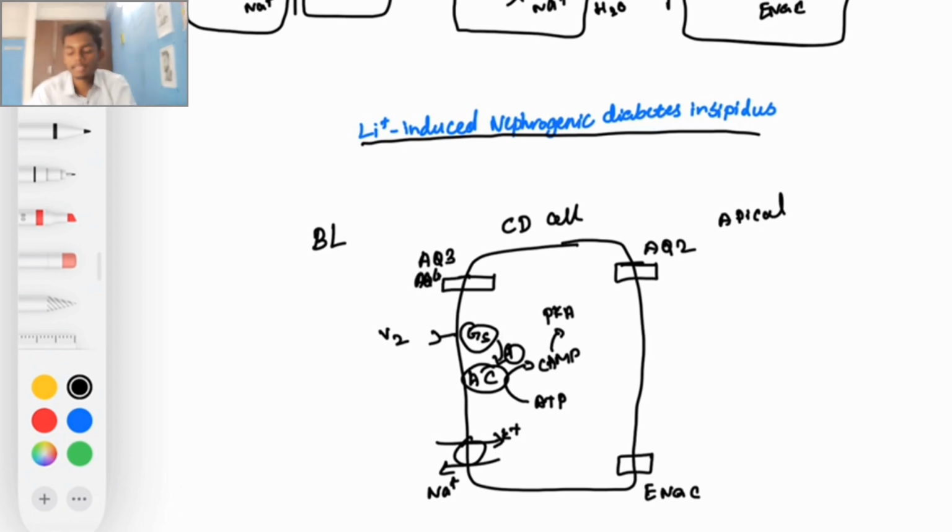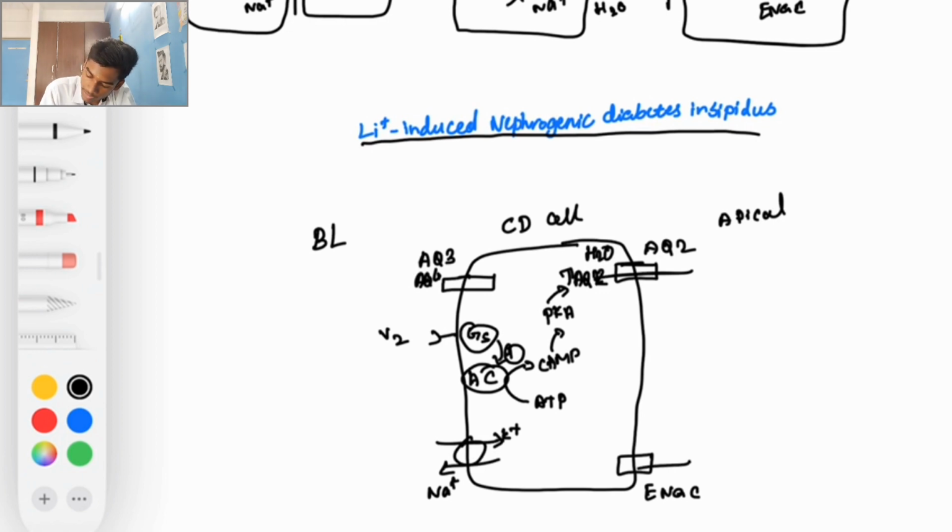So there will be phosphorylation of proteins. So it will produce more aquaporin 2. So what happens when vasopressin acts on this V2 receptor? Because it is Gs, there will be more production of aquaporin 2. When aquaporin 2 are more expressed on the apical membrane, then there will be more influx of water. Water will be reabsorbed. But what happens in lithium-induced nephrogenic diabetes insipidus?